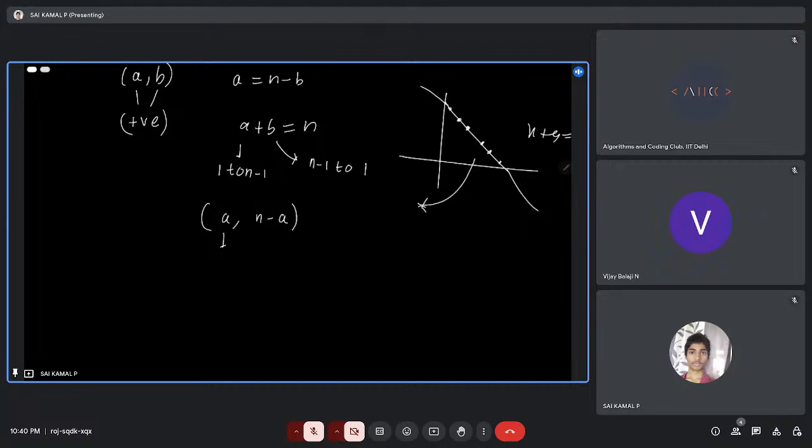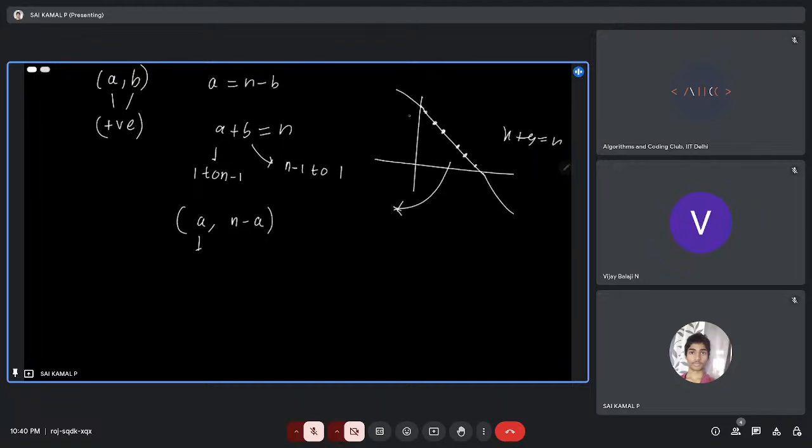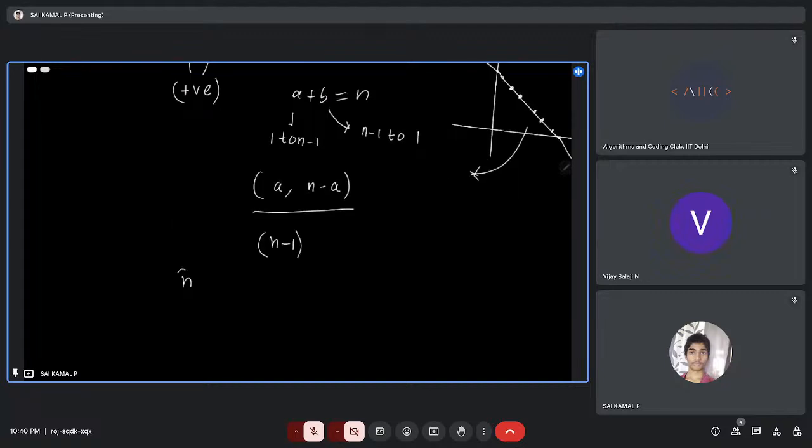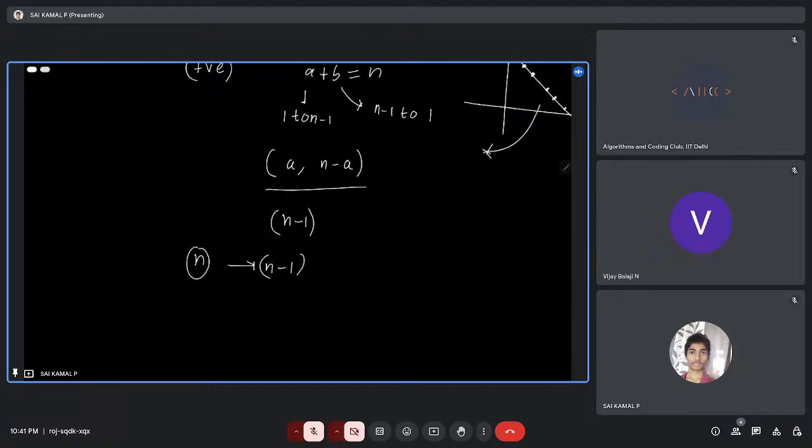If both of them have to be positive, then a goes from 1 to n minus 1, as b goes from n minus 1 to 1. So the number of possible values for a, the number of ordered pairs, has to be exactly n minus 1. So for a given number n, just output n minus 1, and that is the solution to problem A.